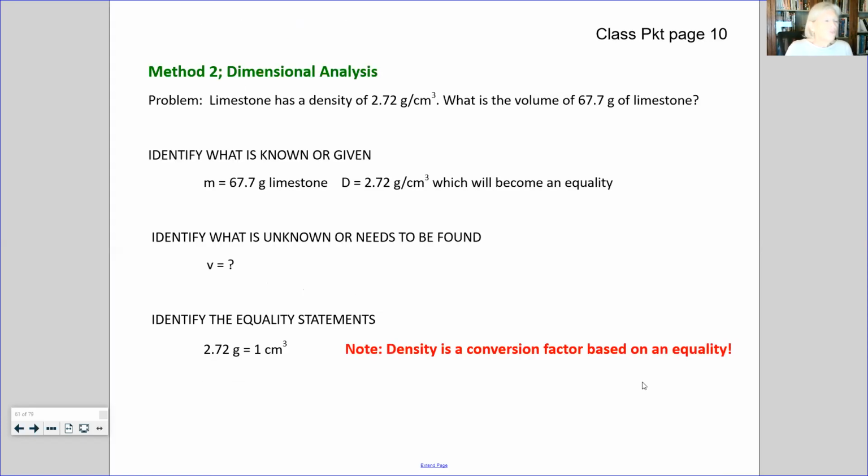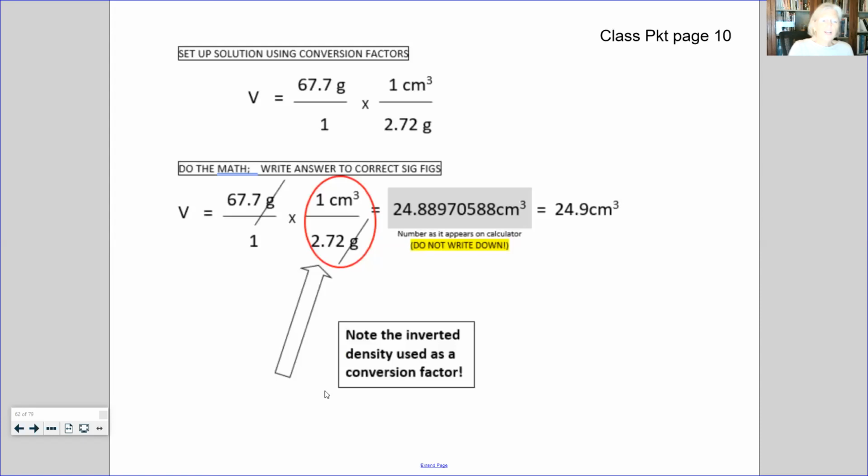Here's method 2 for solving math problems, dimensional analysis. You have to identify what is given, what you want to find, recognize the equalities that you need to do the dimensional analysis, and then set up the problem in this format. Density might be an awkward example to show you with dimensional analysis, but I'll do many others with you in class.